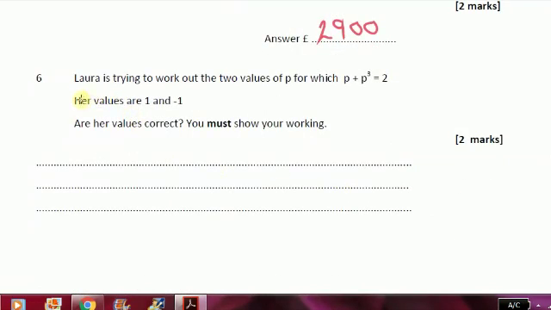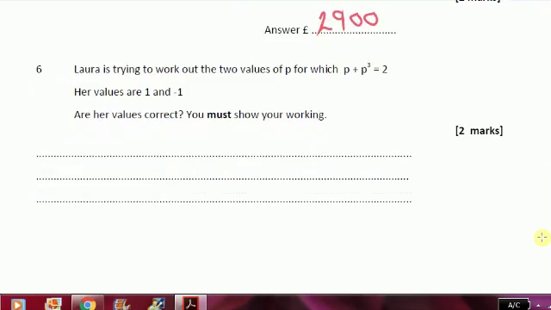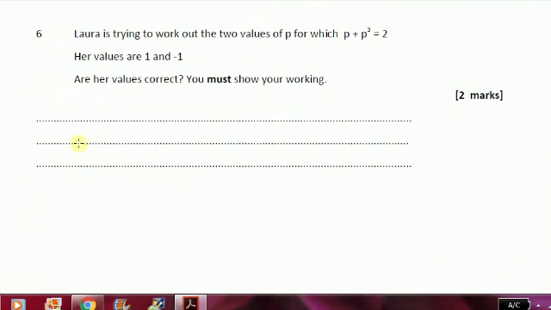Question 6. Laura is trying to work out two values of p for which p plus p cubed equals 2. Her values are 1 and -1. Are her values correct? You must show your working.